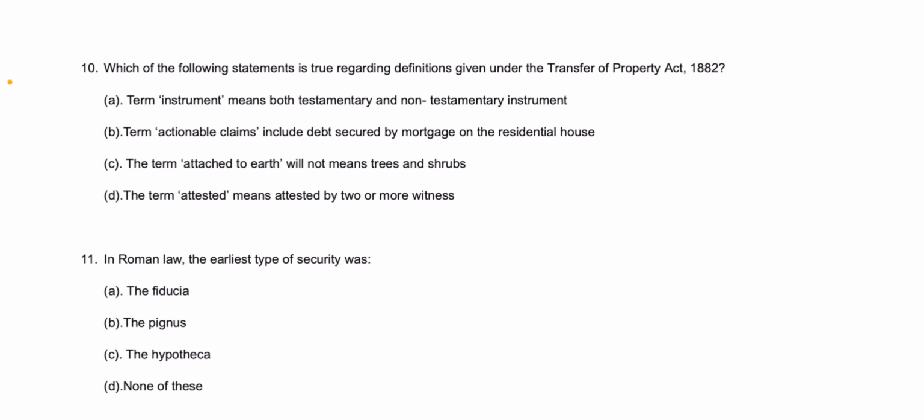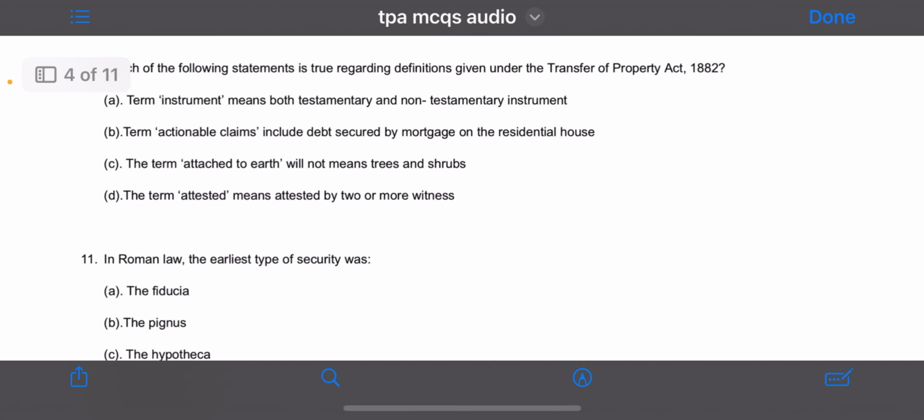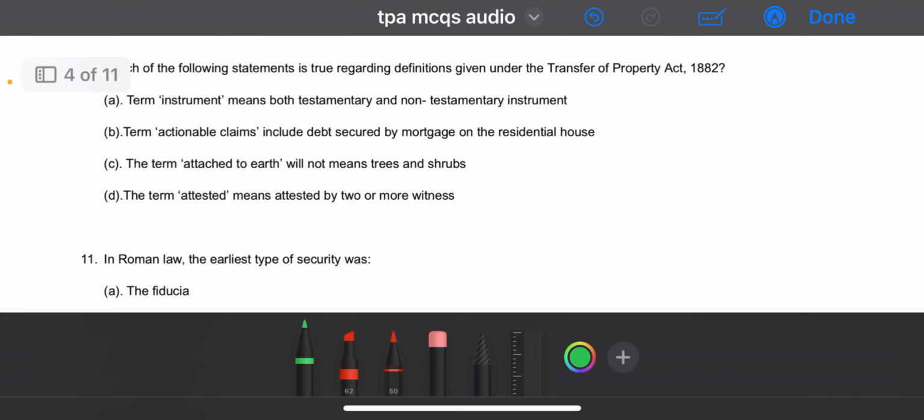Next question is, which of the following statements is true regarding definitions given under the Transfer of Property Act 1882? The options are: A. The term instrument means both testamentary and non-testamentary instrument. B. Term actionable claims include debt secured by mortgage on the residential house. C. The term attached to earth will not mean trees and shrubs. D. The term attested means attested by two or more witnesses. So out of these options, the correct answer is the term attested means attested by two or more witnesses, which is D.